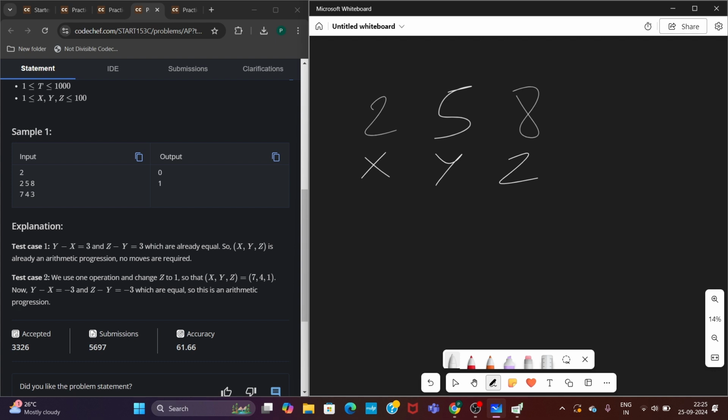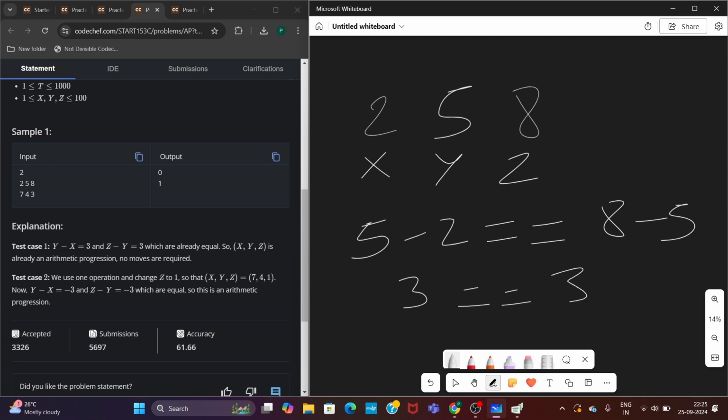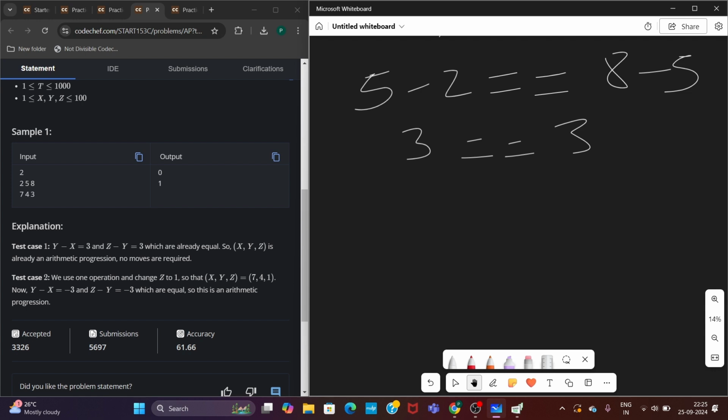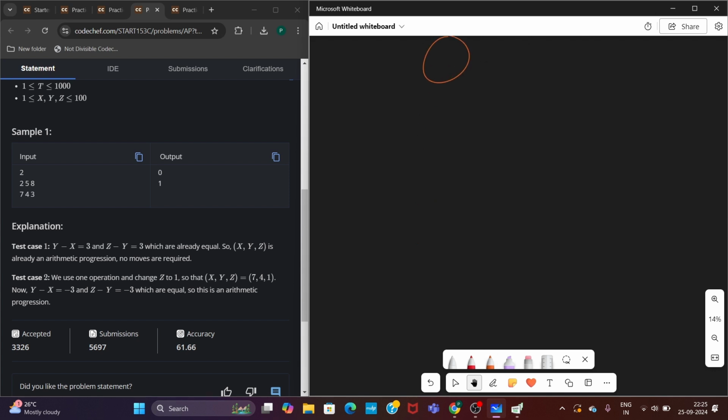Now let's see whether 5 minus 2 is equal to 8 minus 5, which means y minus x equals z minus y. 5 minus 2 is 3, and 3 is also equal to 8 minus 5, which is also 3. So this is an arithmetic progression, and we are printing our answer as 0. Why 0? Because we have to perform no change operation over here. Let's see the next example.